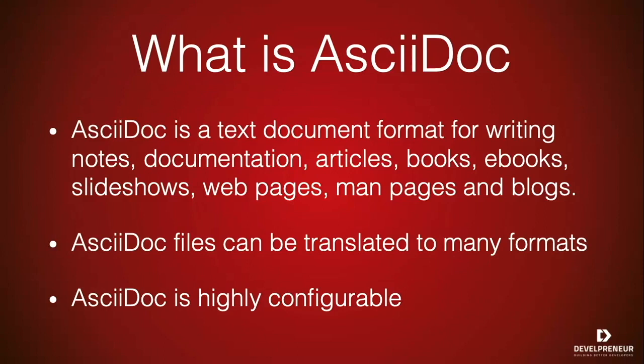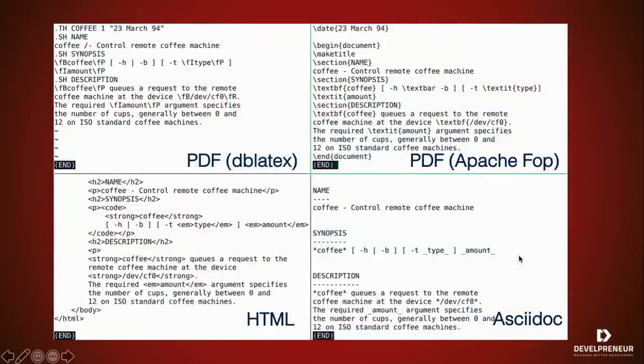And what's cool about this is AsciiDoc allows you to convert this text into essentially any format. So you can do HTML, PDF, XHTML, XML. Basically you write something that's clean, easy to read, and then you can translate it to any type of format that you want. And AsciiDoc is also highly configurable. It has plugins, it has themes. You can also inject code, you can inject HTML. I mean, you can do so much with it.